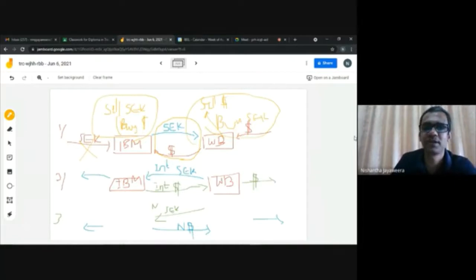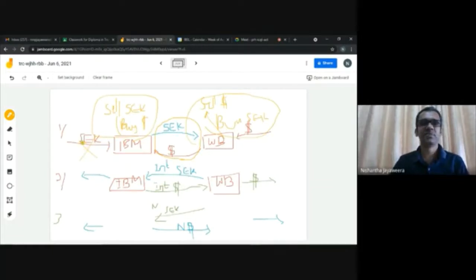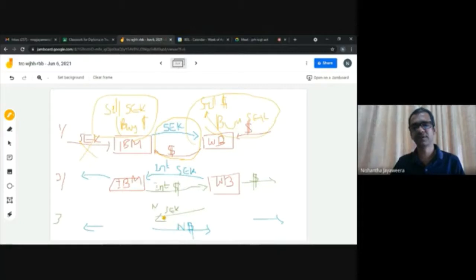Both parties have to go to the market and borrow the other currency. Say in this IBM case, IBM borrows SEK, sells it, and buys the dollar. So on the maturity date, they have the dollar cash flow, then they have to convert it into SEK. If they don't have this principal exchange agreement, they have to go to the market and sell dollars and buy Swedish krona. Then they are exposed to the exchange rate risk.